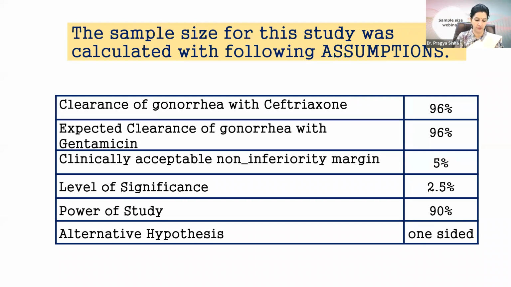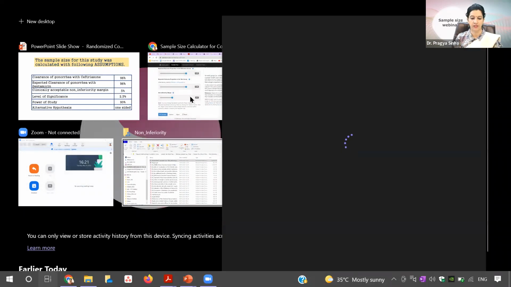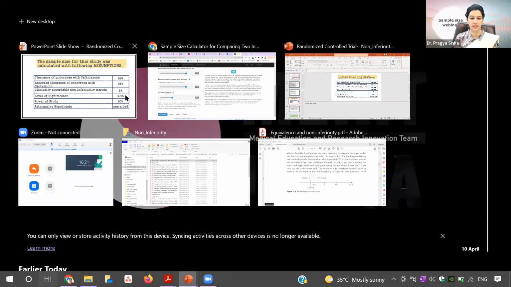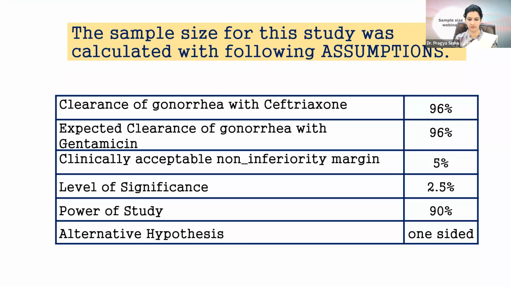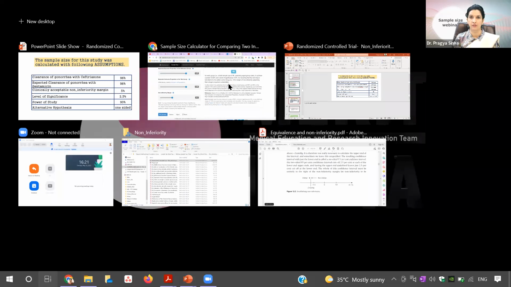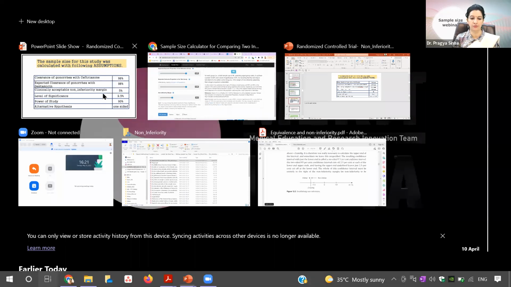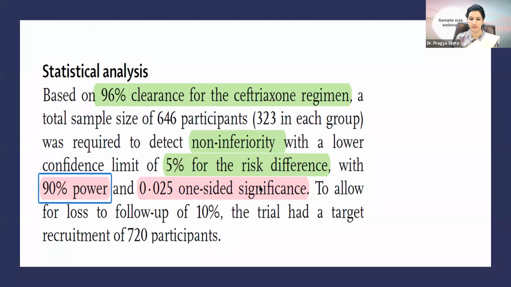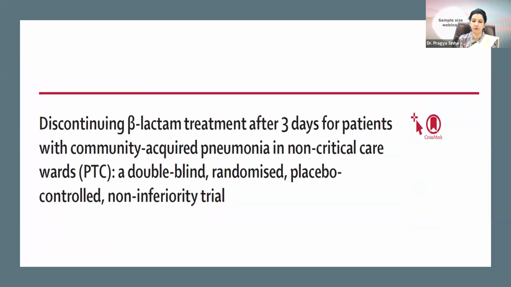So again, all of you please calculate this. The clinically relevant non-inferiority is 5%. So you have done 342. If you have done this, you can see it was 342. Again, they have taken this, and you can check whether the power and alpha are 2.5 or not.